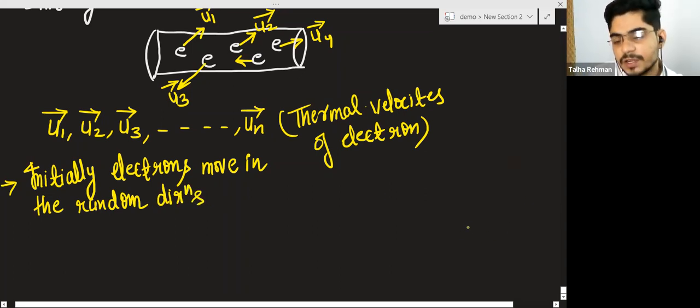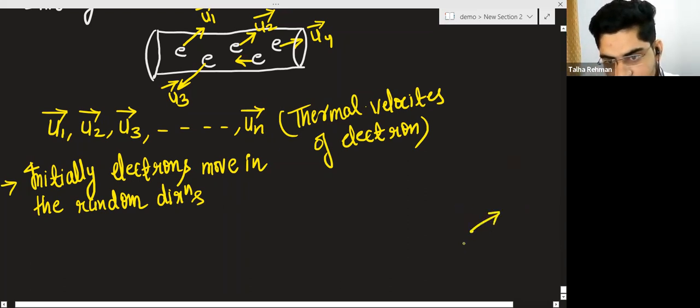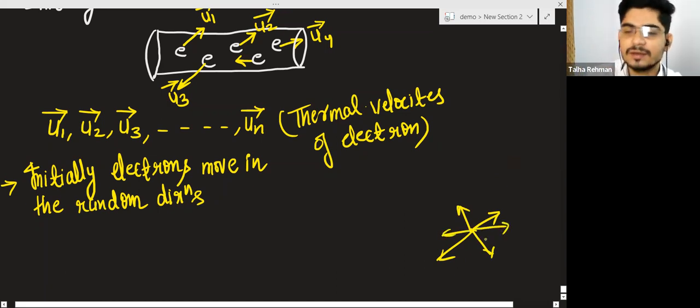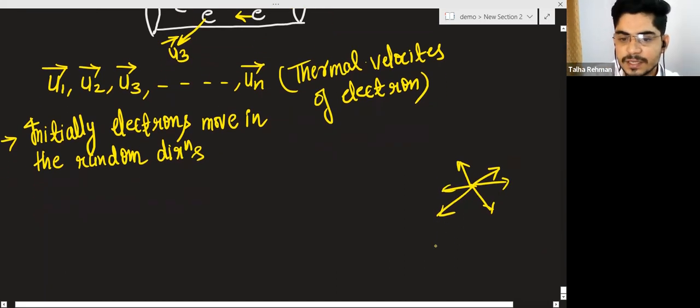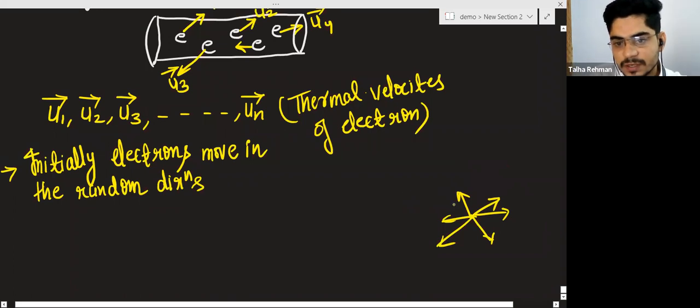And from here you can see this. You have to get the idea only. If there are some vectors like this, like this, like this, then for easy calculation I can imagine this velocity can cancel out this velocity, and this velocity can cancel out this velocity. So this is just the idea.